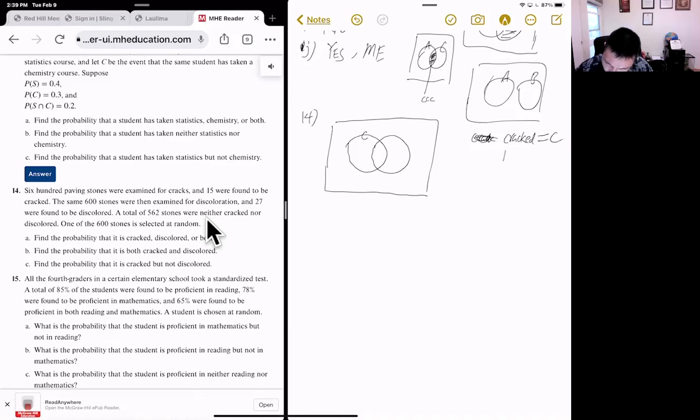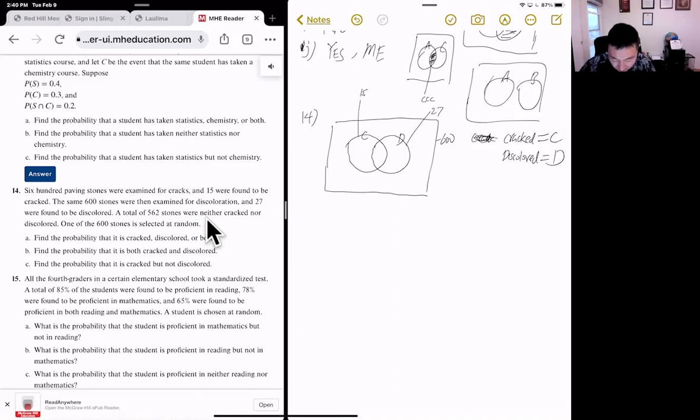The other one is discolored. We call that D. Okay, let's put two circles, C and D there. So 50 of them are cracked. So that circle is 15. The total is 600, so the full sample space is 600. 27 discolored, so the circle of D is 27.